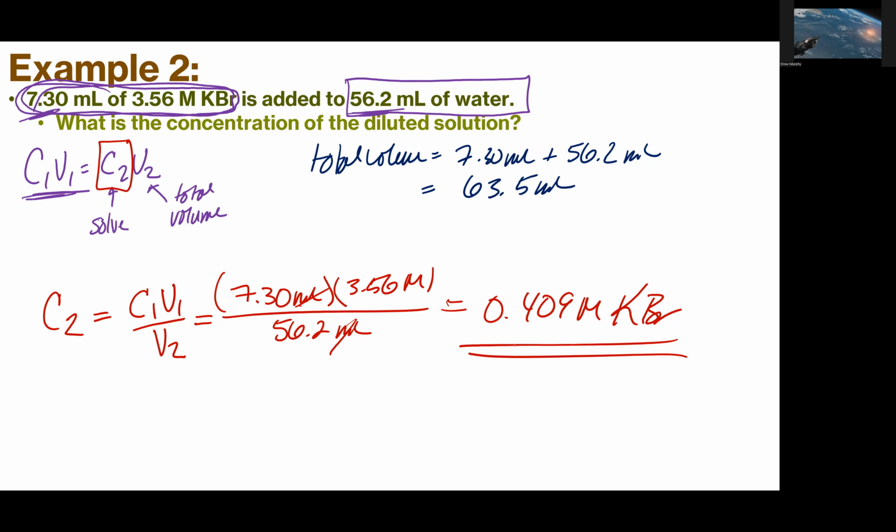Should that make sense? Double check. Is this concentration we just calculated lower than the concentration we started with? Yes. So then we did a dilution. And that makes sense.